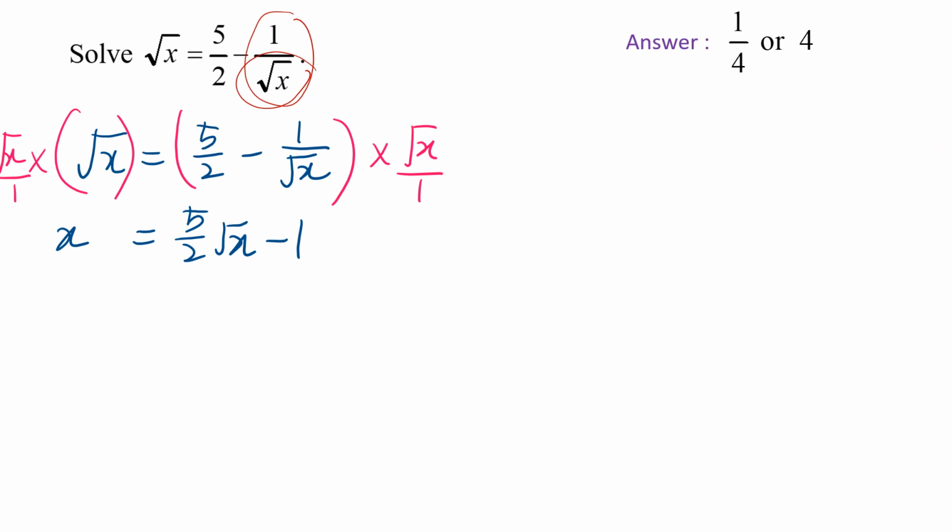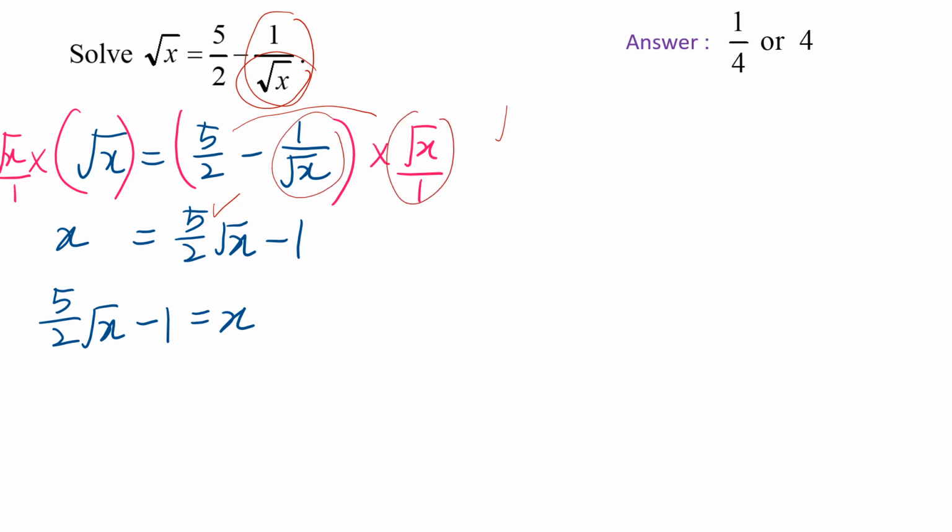So you will have square root x times square root x giving you x, and then you will expand this bracket here. 5 over 2 times square root x gives you 5 over 2 square root x. Basically here, this and this will give you square root x over square root x, and that's how you get 1 here. All right, so solving it means you're finding the values of x. So I need to group all the terms involving x on the left hand side.